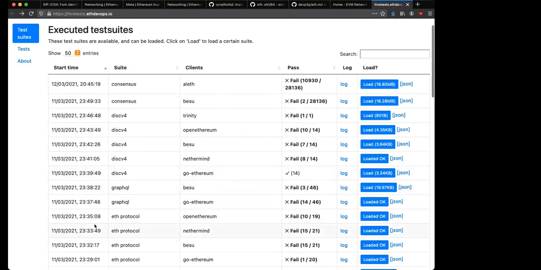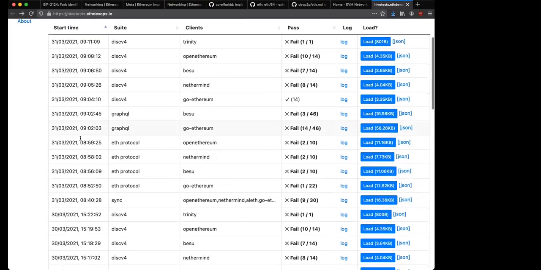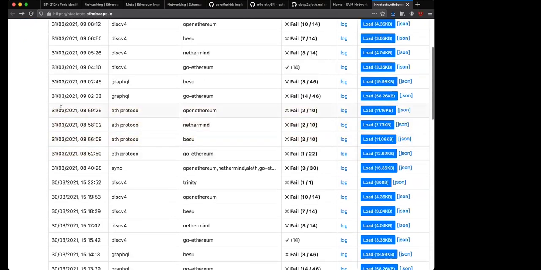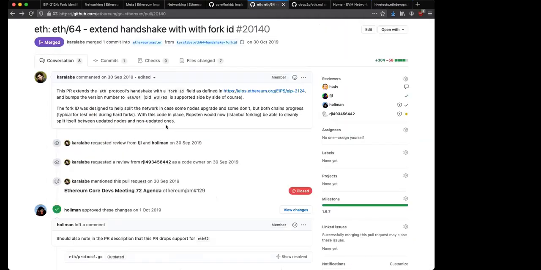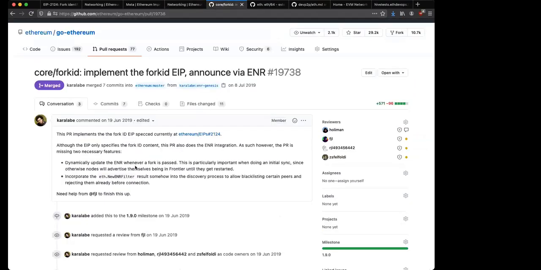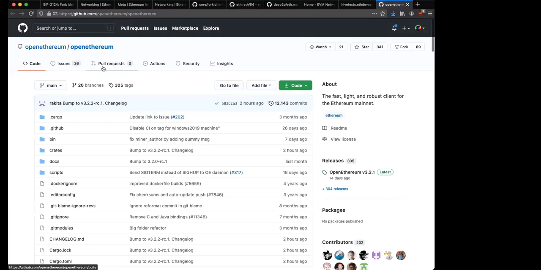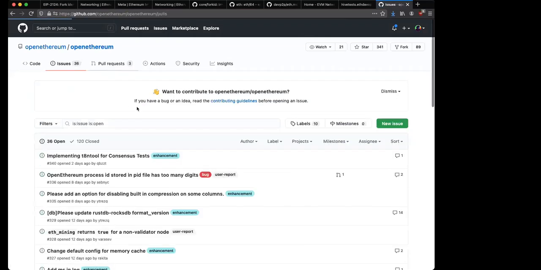These test results are from, it looks like somehow the sorting is wrong, but the latest test results are from today. So we will eventually remove the old test results, and then the link will not work anymore. But we could link to the pull request, for example. We have the pull request here, and then we can check it, for example, in Open Ethereum.